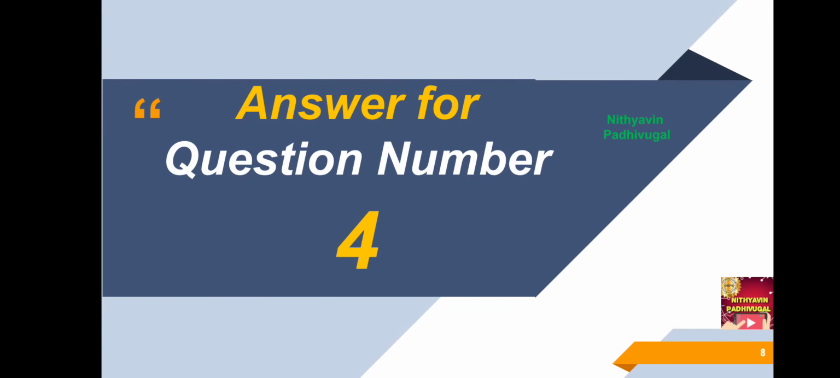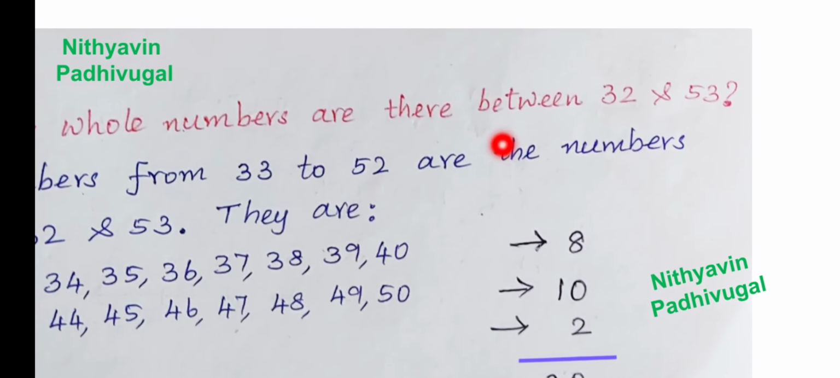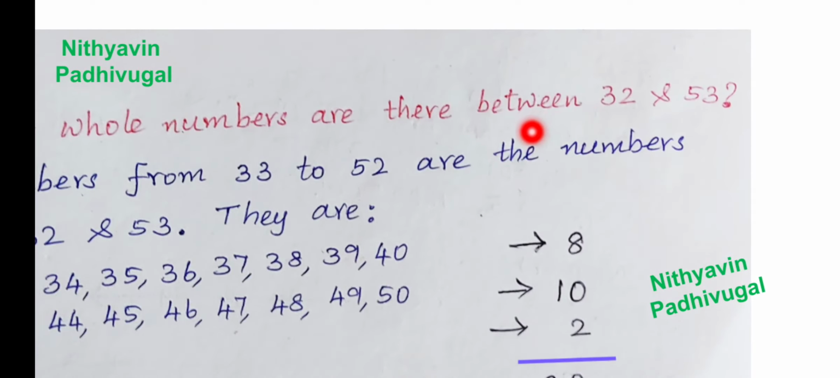Next problem number 4. How many whole numbers are there between 32 and 53? Listen here. The hint given here is between. So you should start counting from 33 to 52. You should not include 32 and 53, because numbers lying between 32 and 53 should be taken into account. So between 32 and 53 we have numbers from 33 to 52.